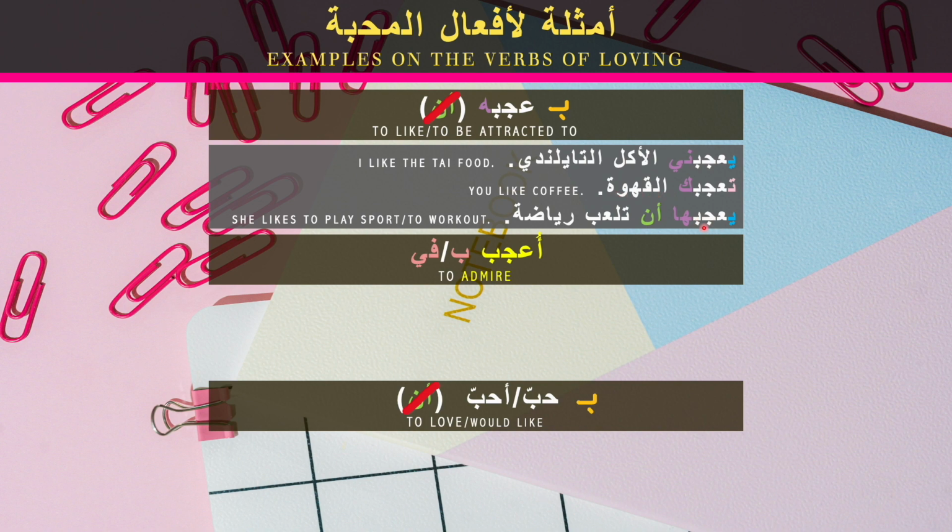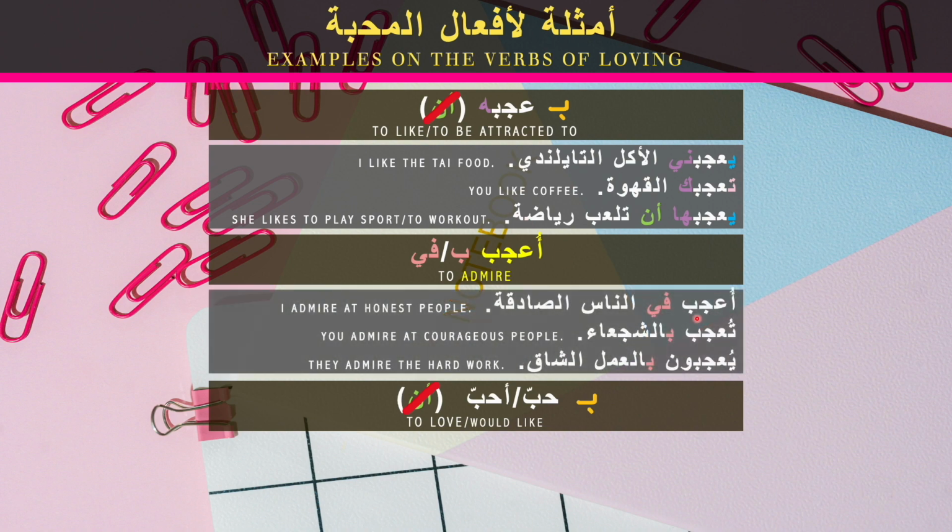Then يعجبها أن تلعب رياضة. So when we want to mention a verb after I like, to say I like to play, the verbal sentence here, to play sport, is treated as masculine, so we use the form يعجب to say she likes to play. Yeah, so يعجبها أن تلعب رياضة, she likes to play sports or she likes to work out.